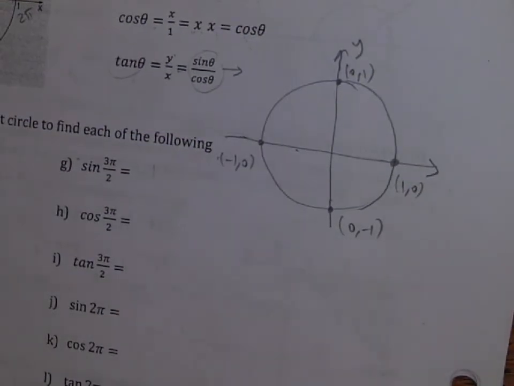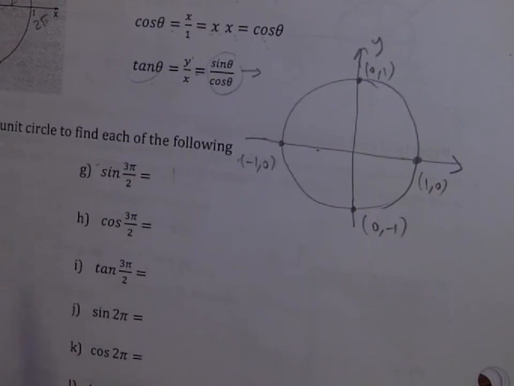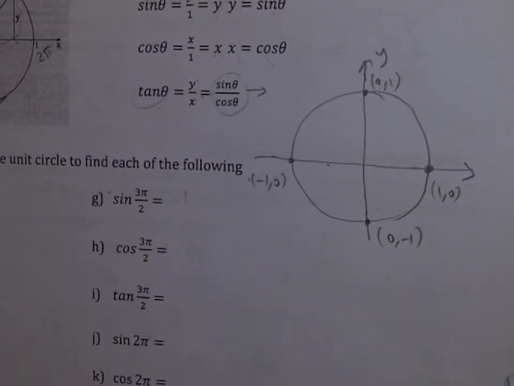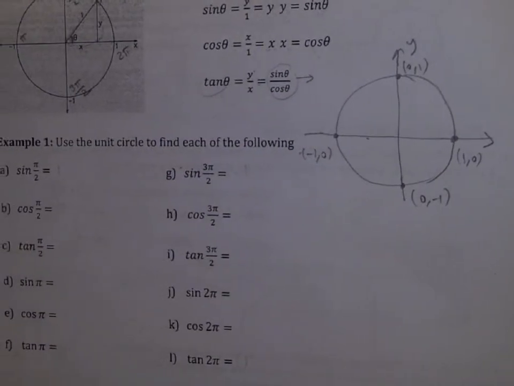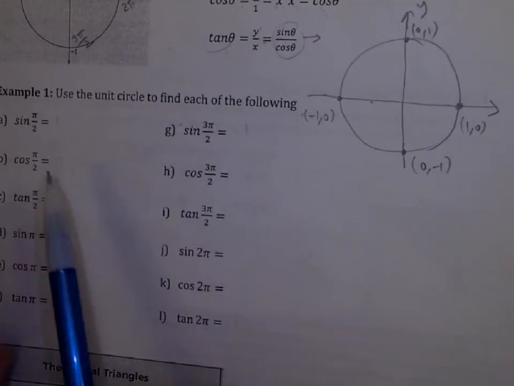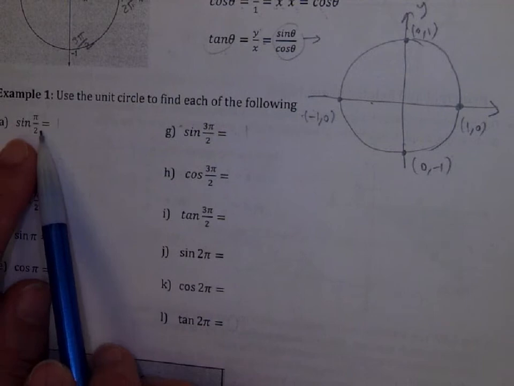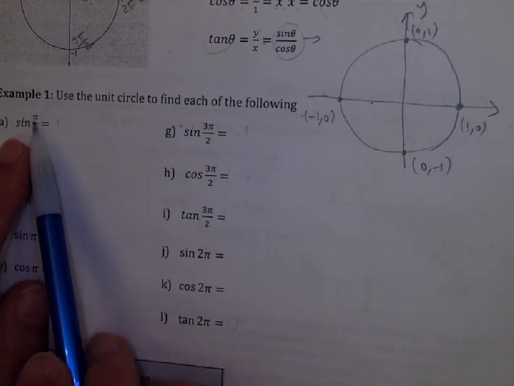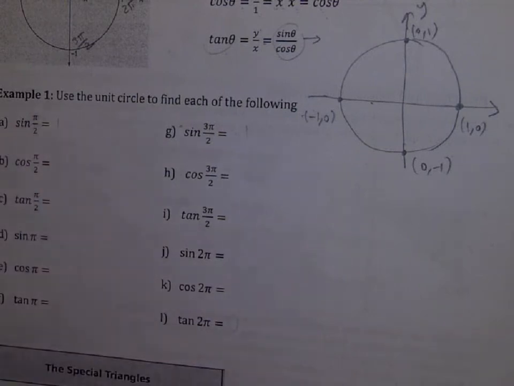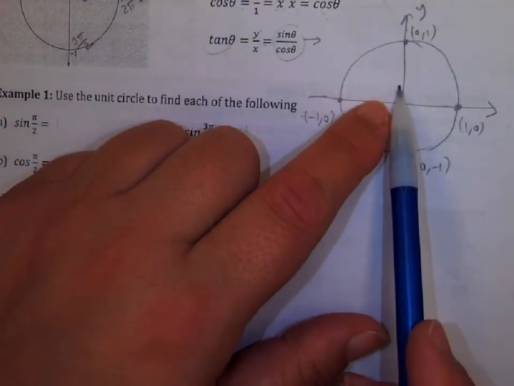So based on that, now we are going to look at these ratios. The first one says sine pi over 2. Pi over 2, again let's remember how many degrees? So pi is 180, pi over 2 is 90 degrees, right? So we are here. So that is your pi over 2.